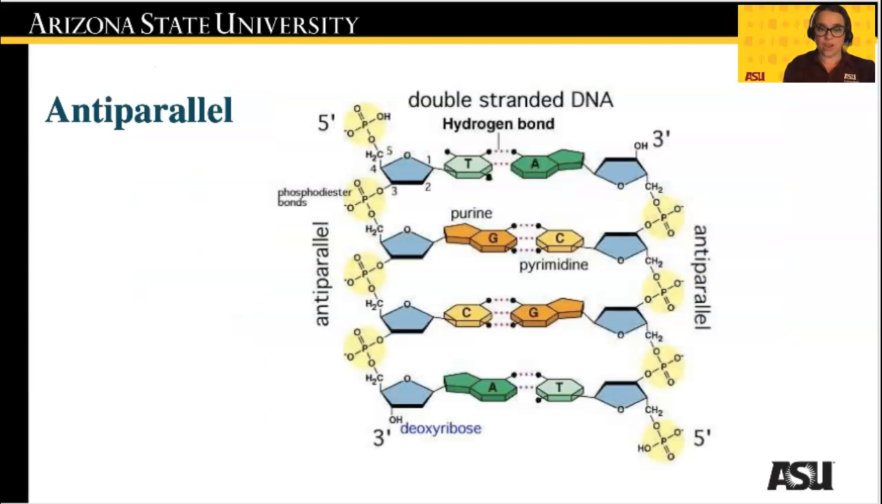DNA strands run in an anti-parallel fashion. This means that one strand runs from 5' to 3', and the complementary strand runs from 3' to 5'. The 5' end of the strand ends with a phosphate group, where the 3' end of the strand ends with the OH group on the pentose sugar.